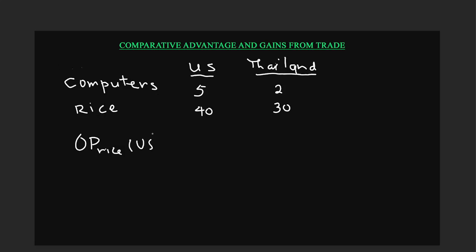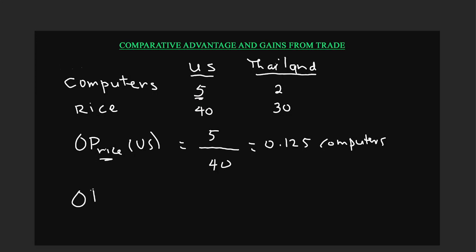Basically, how many computers does it cost the United States to produce rice? Usually if you are calculating opportunity cost for rice, we will put the number of rice in the denominator. So how many computers does America produce? It produces 5 per 40 rice. If you calculate that, you get 0.125 computers. Now, what does this mean? This means that each one bag of rice that the United States produces costs 0.125 computers.